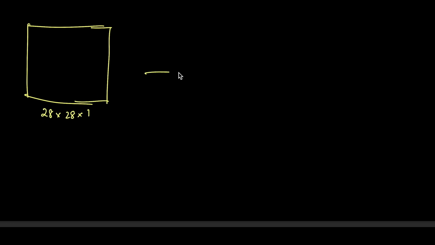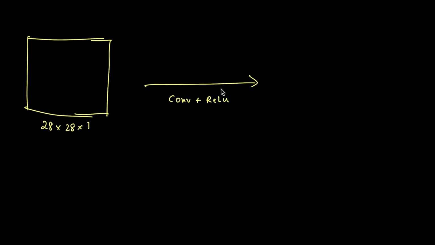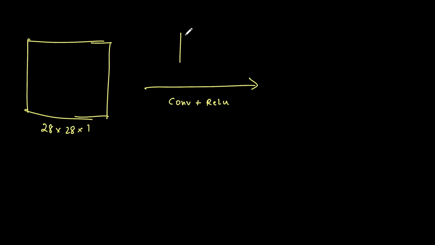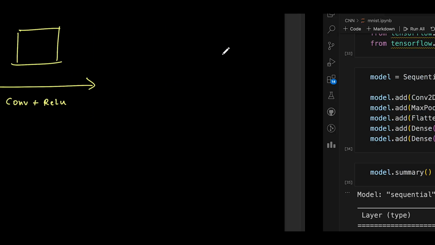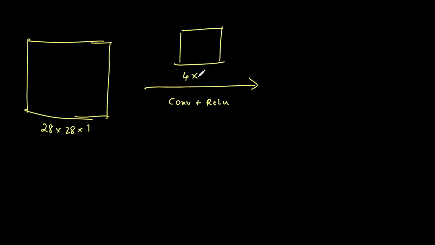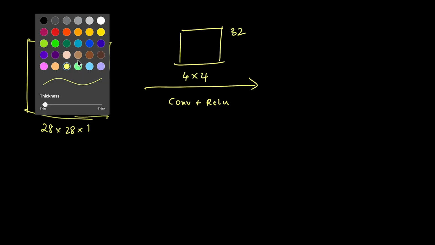Let's say initially we have an input image of shape 28 cross 28 cross 1, and on that we are applying convolution plus ReLU. In case of convolution, we have something called kernels, right? How many kernels or filters do we have? We have 32 such filters. And what is the shape of each filter? The shape of each filter is 4 cross 4. So we have 32 such 4 cross 4 filters.